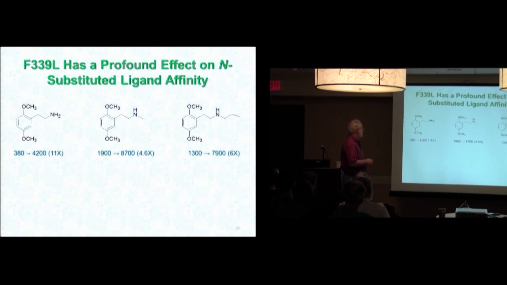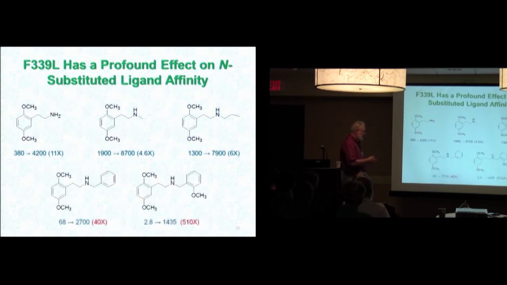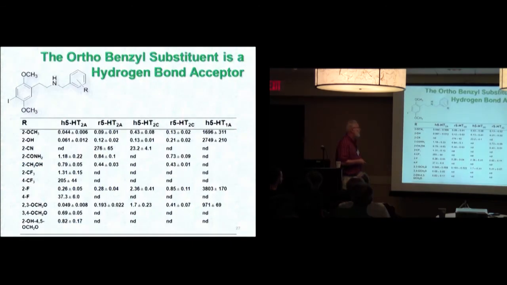For the 2,5-dimethoxyphenethylamine, it dropped off about 4.5 to 5-fold, for the methyl about 6-fold, for the propyl. But when we had the N-benzyl, it dropped off 40-fold, and with the ortho-methoxybenzyl, it dropped off 500-fold. So we were pretty sure that that phenylalanine was important for engaging that appended N-benzyl. We did determine that it was probably a hydrogen bond acceptor. These are data that Michael Braden did, and I published in a review of these compounds 2 years ago.